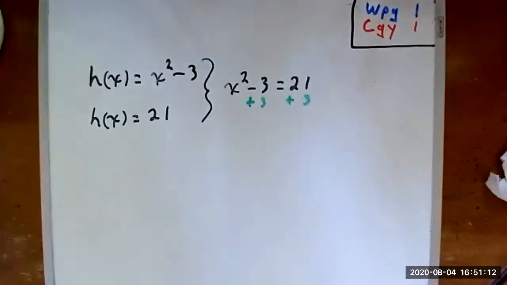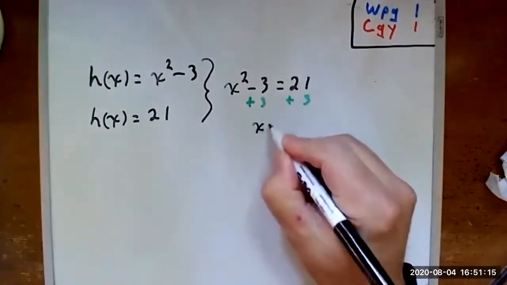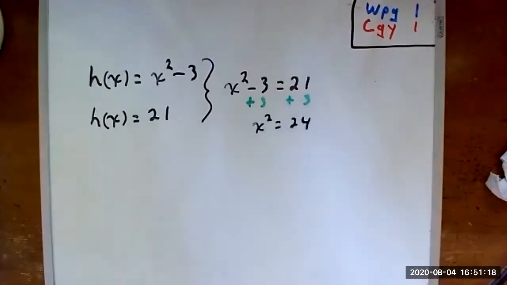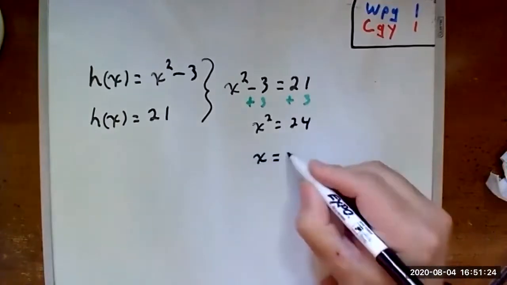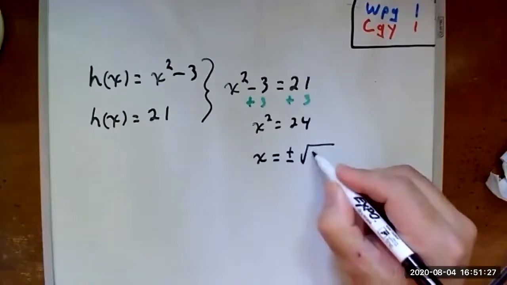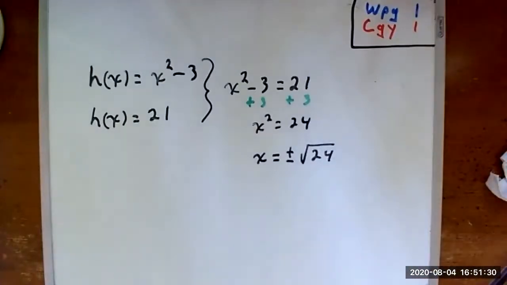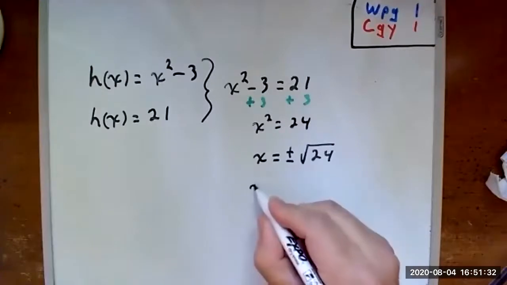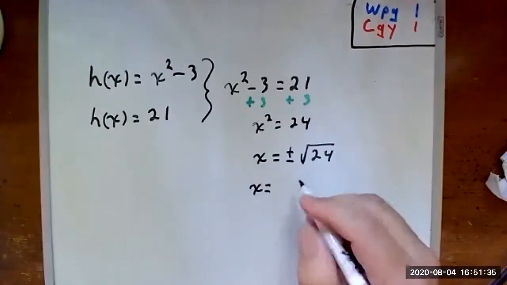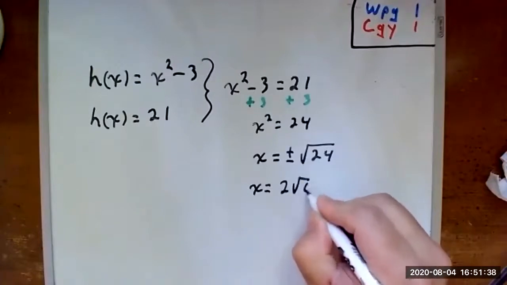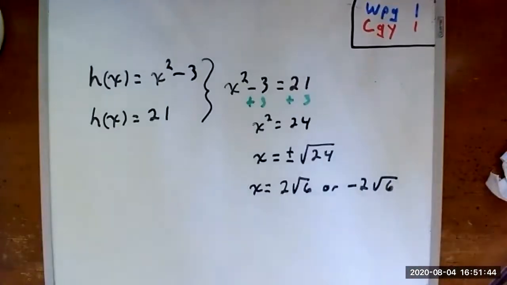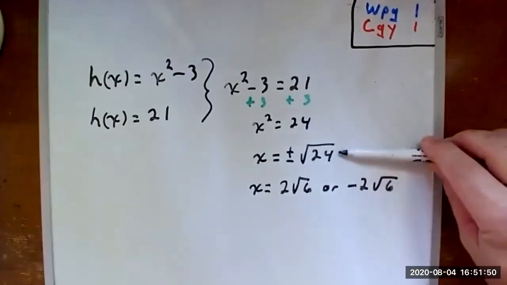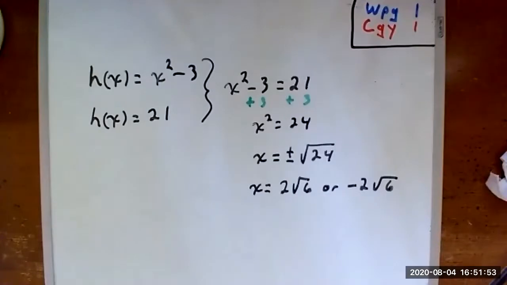And from there, we can just go ahead and solve. x squared minus 3 is equal to 21. I will add 3 to both sides. When I do that, I get x squared is equal to 24. I'm just looking for x, though. So x, in this case, is going to be equal to plus or minus the square root of 24, which is to say x will be equal to 2 root 6 or negative 2 root 6.